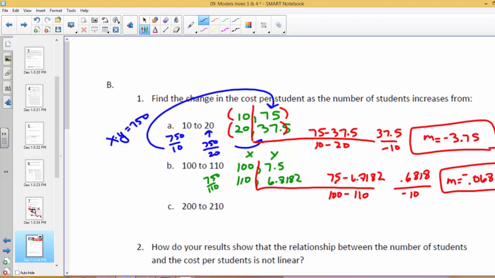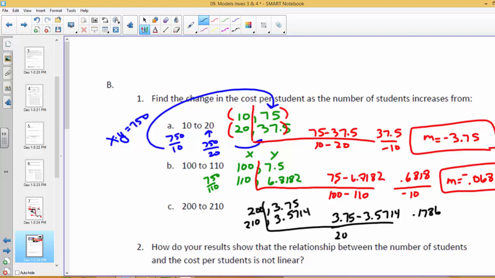As you go up, do you think it gets even smaller? It does. So when you plug 200 in, you get 3.75. And when you plug 210 in, 750 divided by 210 is 3.5714. So 3.75 minus 3.5714 is 0.1786.